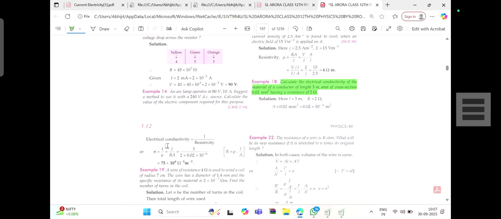So sigma is equal to 1 by rho. So 1 by rho is equal to RL by A, hence rho is equal to RA by L. So conductivity is the inverse of it, that means L by RA. That is the value. Putting in the values of these parameters, we can get the conductivity also.